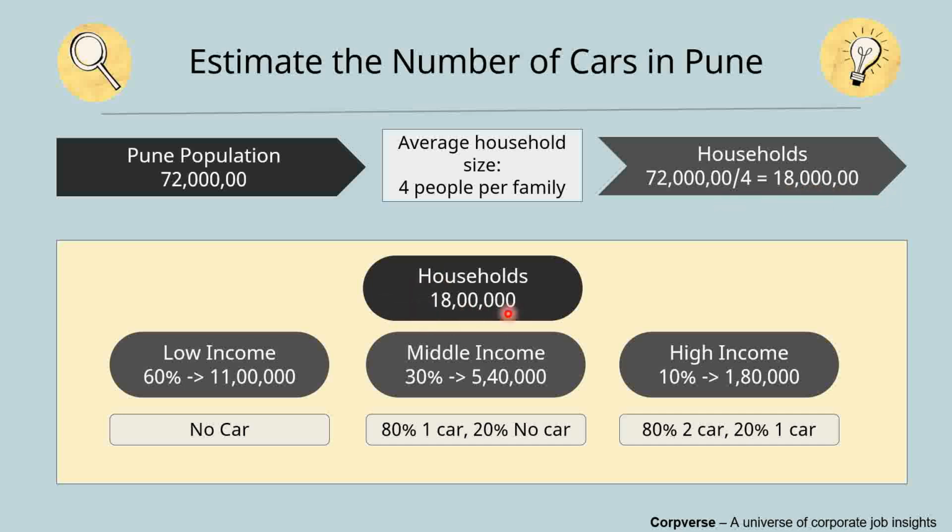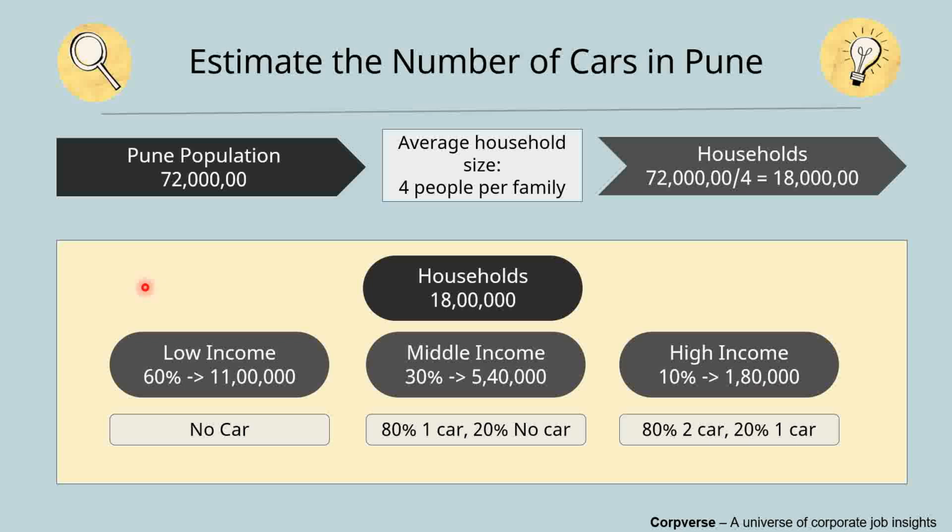Now when you have the number of households, we can further eliminate some of the households by dividing them into income groups. There could be some households which are low income group, some which fall in middle income group, and some which fall in high income group. We assume that 60% of them fall in low income group, middle income group consists of 30%, and the high income group is 10%. So this gives us the low income group households as 11 lakh, middle income group as 5 lakh 40,000, and high income as 1 lakh 80,000.